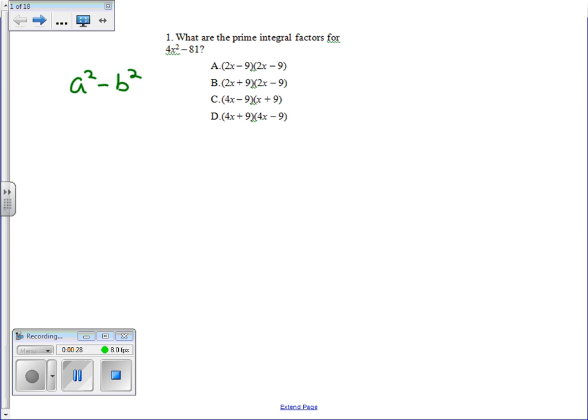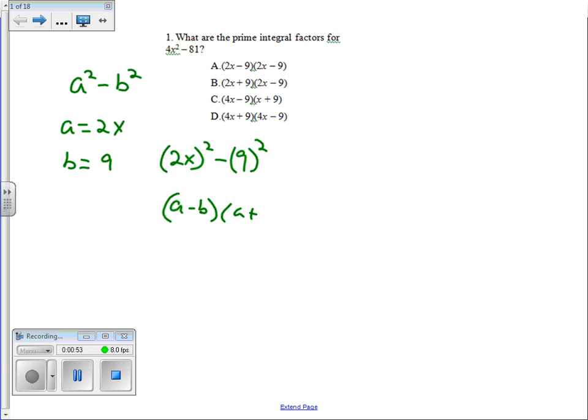If I make a 2x and b 9, then this is the same thing as 2x squared minus 9 squared. 2x squared gives me 4x squared, and 9 squared gives me 81. So now I can rewrite this as a minus b, a plus b. So it will be 2x minus 9, 2x plus 9.